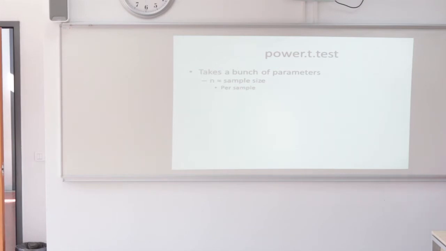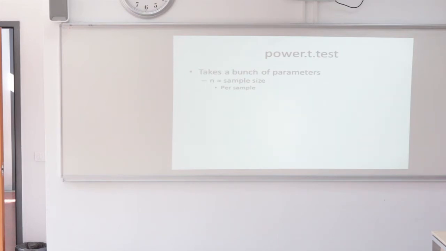One is n, that's the sample size. Now, it's not the total sample size because sometimes we'll be using paired t-tests or independent t-tests where you might think you would add those things together. So instead, it's the sample size per sample. Okay? So if we had 2 samples with 36 observations in each, 36 would be our sample size, not 72.